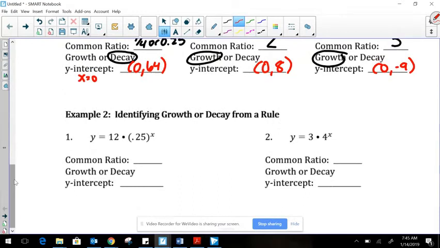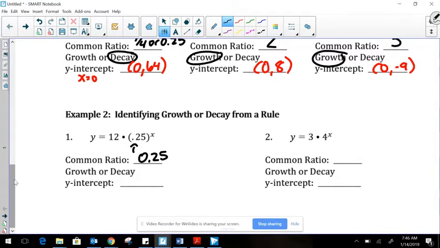Okay, example 2. Now we are figuring out if it's growth or decay from a rule or an equation. Same thing. Okay, first one here, my common ratio. That's the number that I'm multiplying each time. That's the number by the exponent. So in this case, that would be 0.25 because that's what's being raised to the x, to the first, the second, to the third.